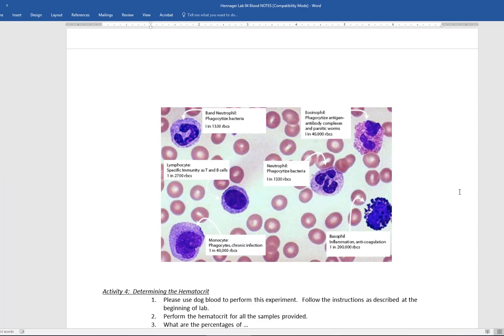You're never asked to tell me how many different white blood cells you have, but it's kind of interesting to know. Neutrophils, you have a lot of them. 1 in every 1,300 red blood cells is a neutrophil. A lot of band neutrophils. Eosinophils are pretty hard to find. Lymphocytes are really easy to find. So you have a lot of neutrophils. You have a lot of lymphocytes. You then have eosinophils, which are about the same as monocytes, and then basophils are pretty rare.